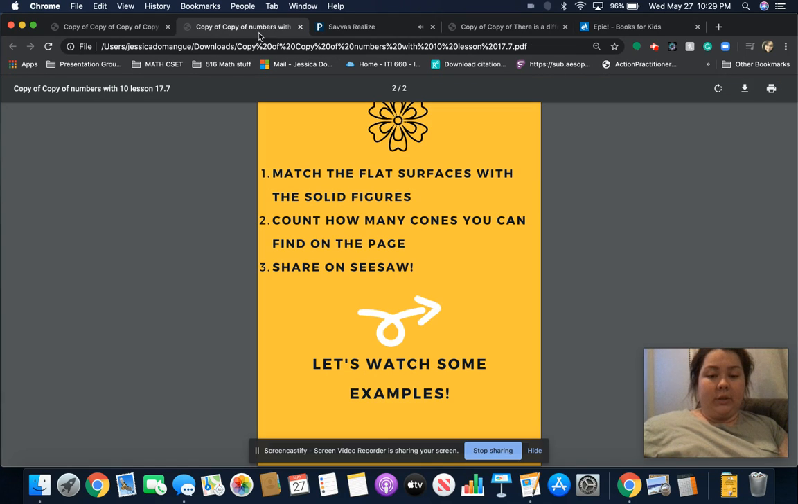Great job, scholars. So remember, match the flat surfaces with the solid figures, count how many cones you can find on the page, and share it on Seesaw.